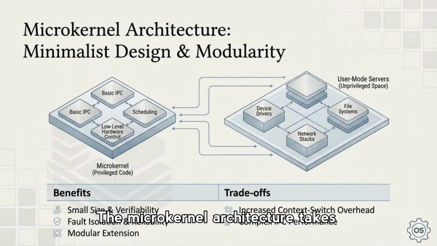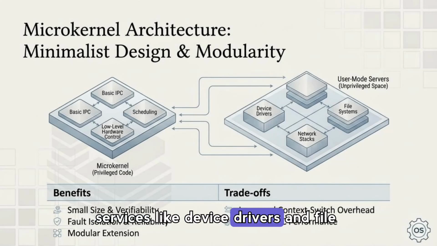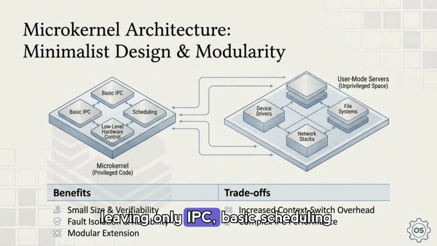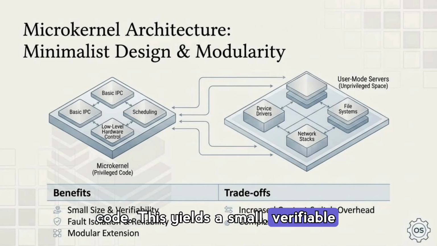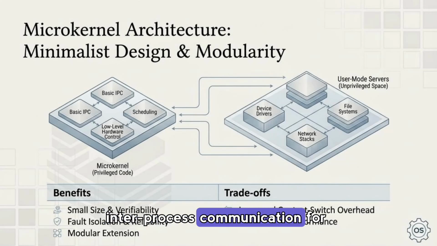The microkernel architecture takes a minimalist approach by pushing services like device drivers and file systems into user mode servers, leaving only IPC, basic scheduling, and hardware control in privileged code. This yields a small, verifiable core and better fault isolation, while trading off increased context switch overhead and more complex inter-process communication for modularity and reliability.